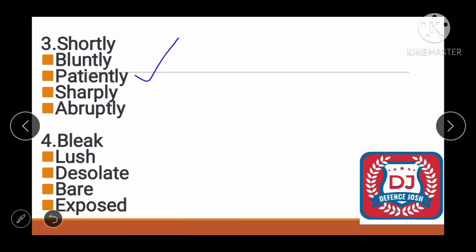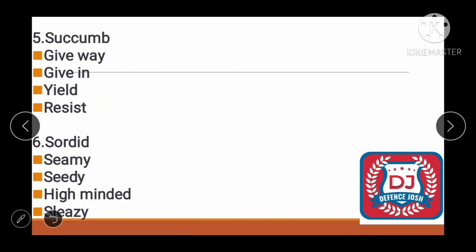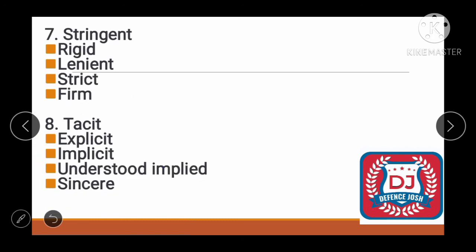Okay. Next one is bleak. Bleak means क्या होता है, bare. All right. So opposite would be lush. Next one is scum. So opposite would be resist. All right. Next one is sordid. Opposite of sordid is high minded, because sordid's similar meaning is immoral. So opposite would be high minded, because we have to find the opposite of sordid. All right. Next one is stringent. Stringent means क्या होता है, strict ना. So opposite क्या हो जाएगा इसका, lenient.